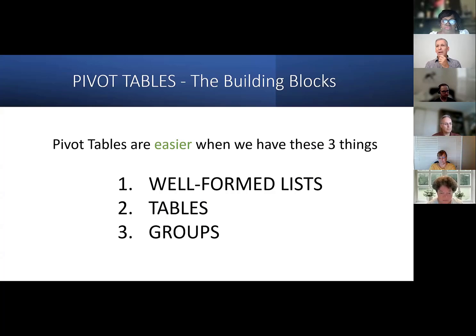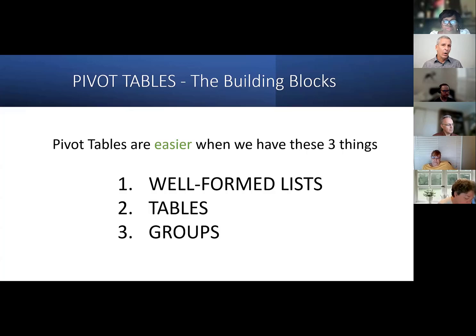First of all, pivot table analysis is easier when we have three things working for us. A well-formed list. Take that well-formed list and turn it into a table. That's optional. And then identify your groups. We're going to walk through these three steps right now to make sure you're totally clear on this before we actually build our first pivot table.